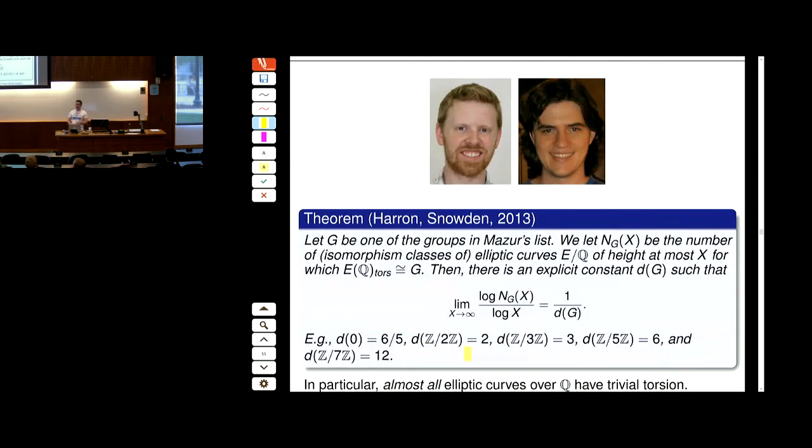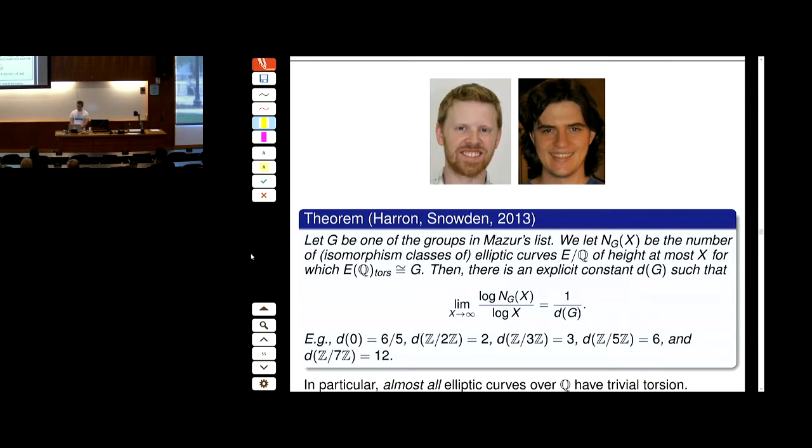So this actually has been done, and fairly recently. This was not known, and Rob Harron and Andrew Snowden, the good Snowden, I should add, actually proved the following. If G is one of the groups in Mazur's list, then let N_G(X) count all those elliptic curves in my family up to height X whose torsion group is isomorphic to G. How many of those are there?